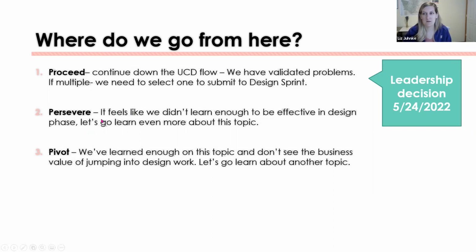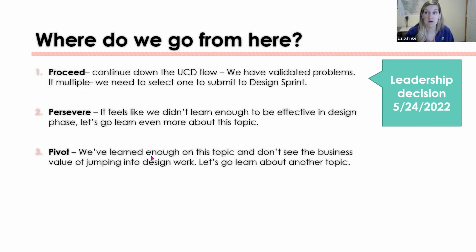The two less common directions are, first, persevere, which is we didn't learn enough in the research, which I feel like has hardly ever happened, especially with the amazing teaching you're getting at the University of Washington. Let's go learn more about this. We hope you've learned enough, and that's why you're even sharing your research report. And then three is pivot. We've learned enough. We actually aren't inclined or excited to just jump into this design work. Let's go learn about something else. And that has happened to me in the workplace before.